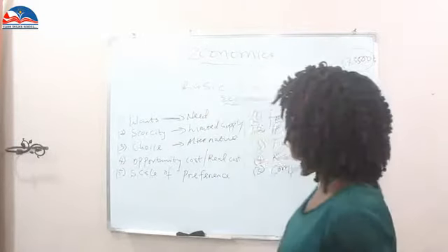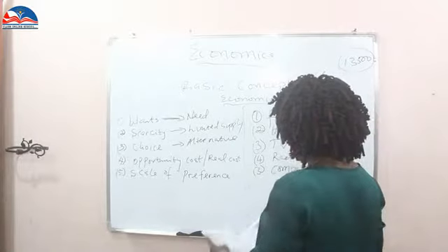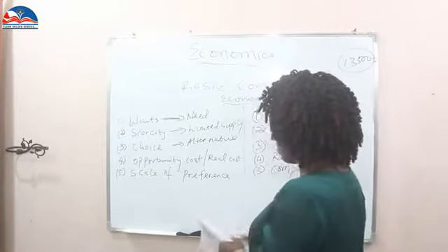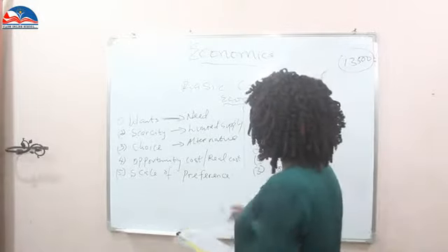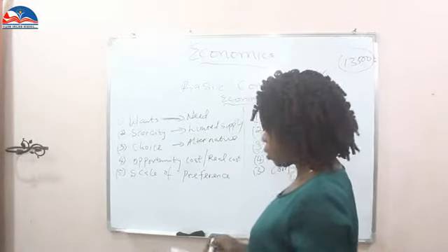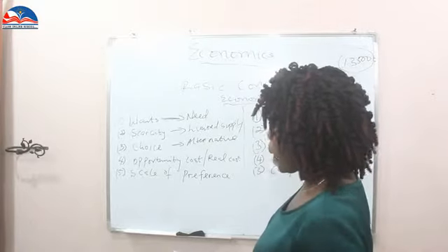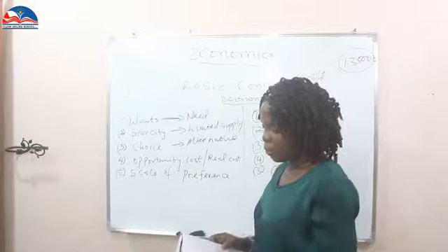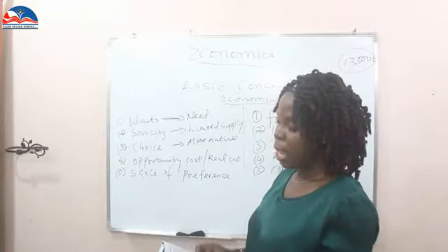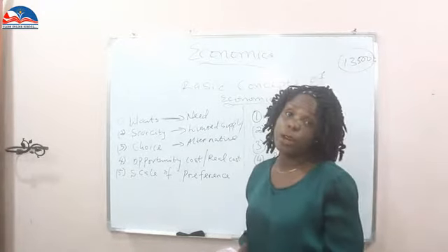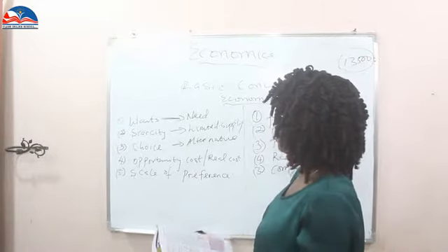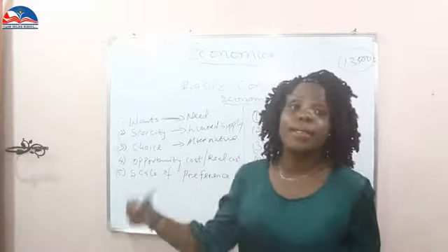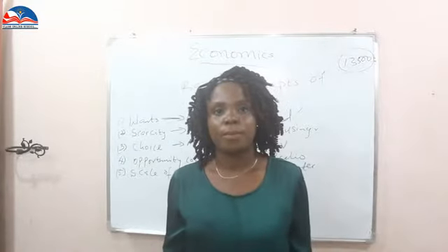Now, having seen what a scale of preference is, we want to go to the last of our basic needs today, which is opportunity cost, or real cost. When we talk about opportunity cost, it is defined as an expression of cost in terms of the foregone alternative. Opportunity cost has to do with you foregoing something for another.